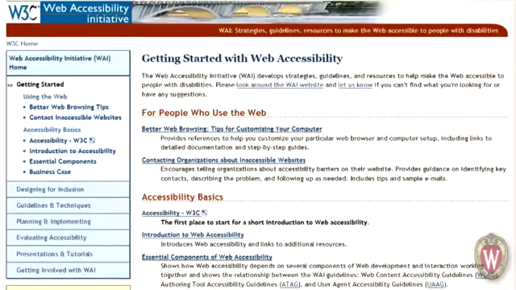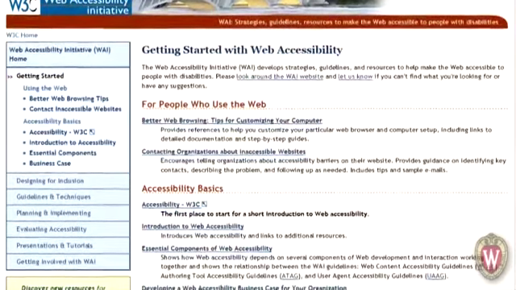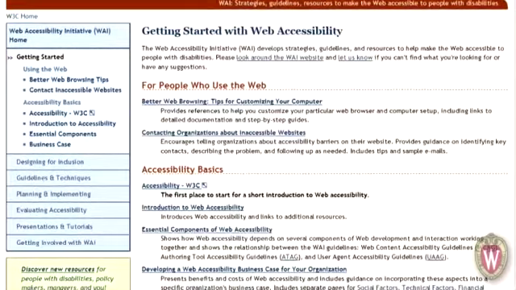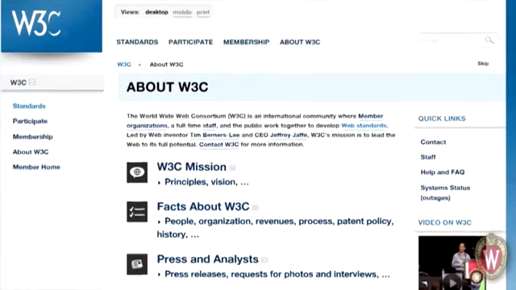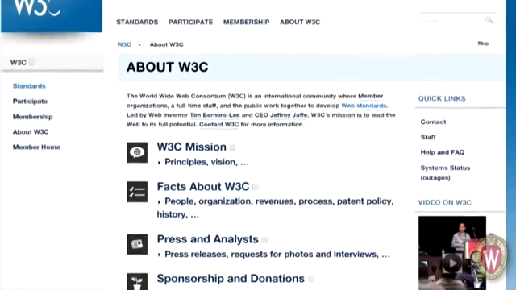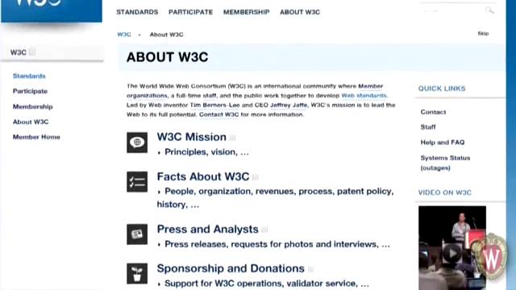The Web Accessibility Initiative develops strategies, guidelines, and resources to help make the web accessible to people with disabilities. This initiative is part of the World Wide Web Consortium, an international community that develops open standards to ensure the long-term growth of the web.